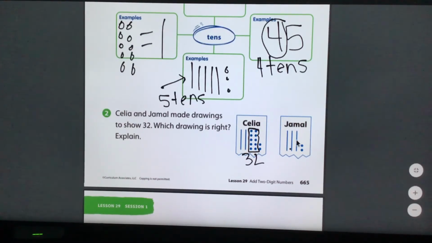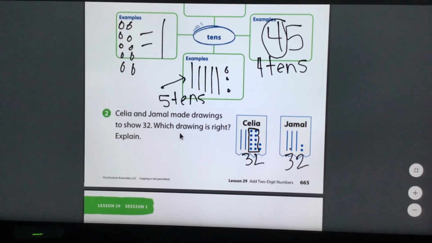Okay, let's look at Jamal. Jamal has 3 tens and 2 ones. In the number 32, there's 3 tens and 2 ones. So yes, that's 10, 20, 30, 31, 32. Jamal has 32.